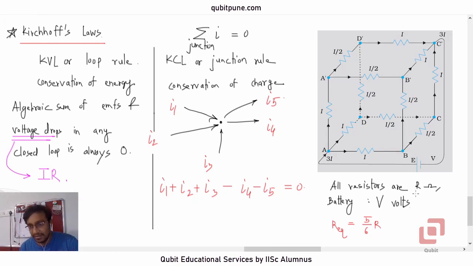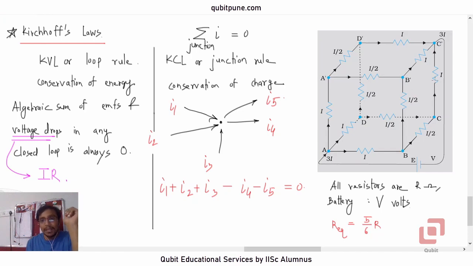Okay, each resistance is, let's say, of R ohms, and suppose the battery's EMF is V volt with negligible internal resistance, and our objective is to calculate the equivalent resistance which will consume the same current through this battery when joined across the ends A and C prime.